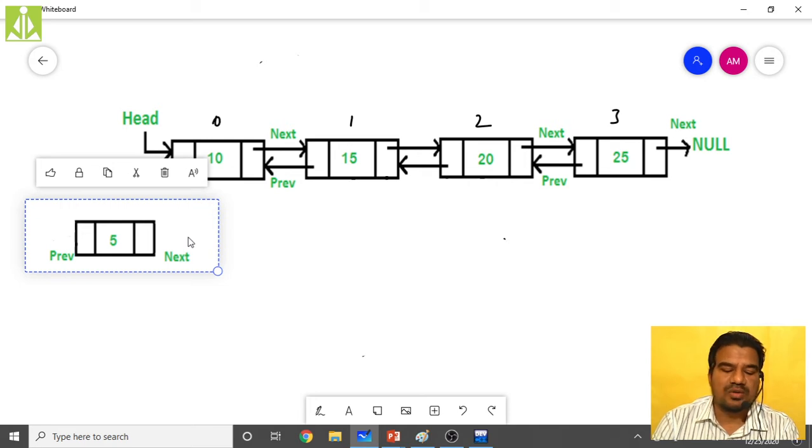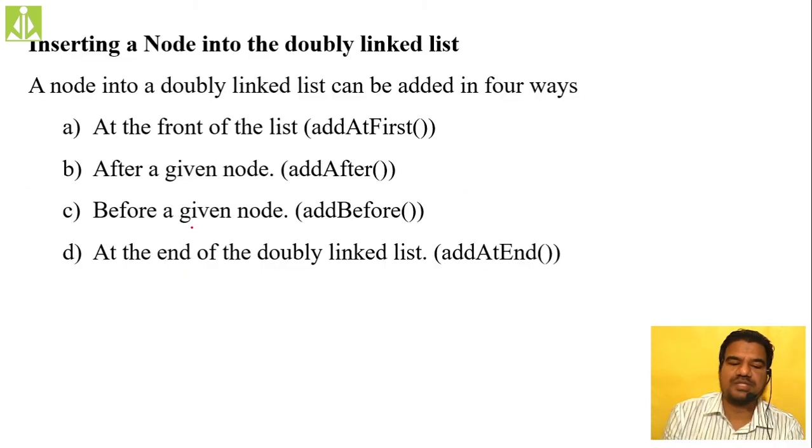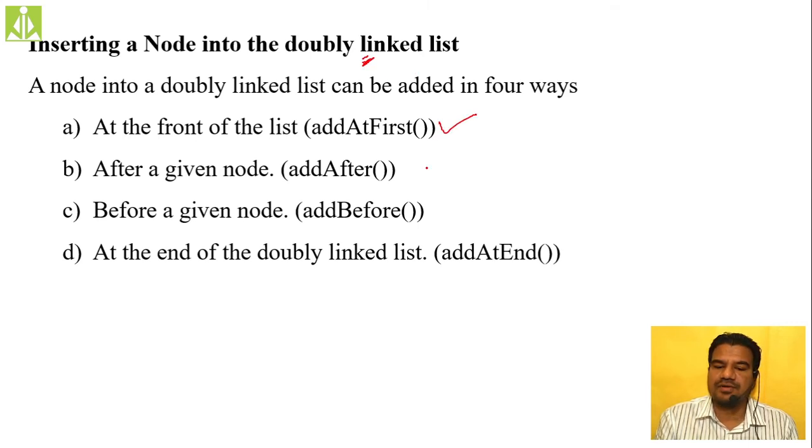Okay, so quickly go to your slide. As you can see over here, a node can be added into a doubly linked list in 4 ways. Just now I have given that one. The first is adding the node as the first node in your doubly linked list, at the front of the list. Who will do that job for us? The add first function will do the job for us. So here I have that function, add first, which will add the newly created node at the first position of my doubly linked list.